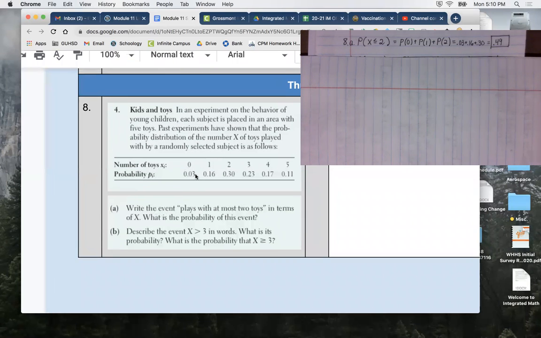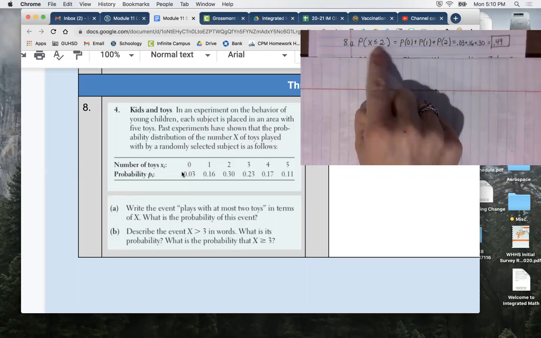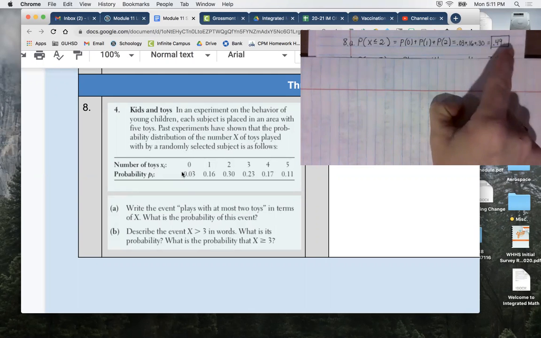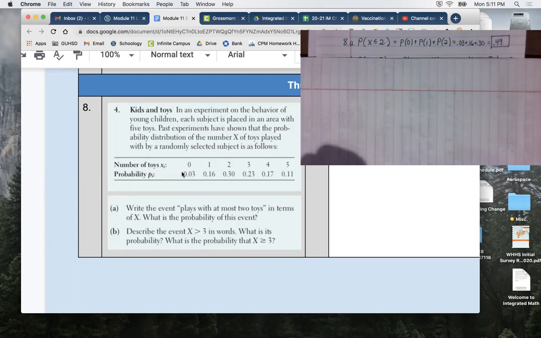So, 3% of the time they played with none, and then you have like 5% of the time they played with 11. So in this one, they're saying write the event plays with at most two toys. At most two toys would be two or one or zero. So you'll see that I put two or less. Okay. At most two is zero or one or two. I added those probabilities up to get 49% of the time.